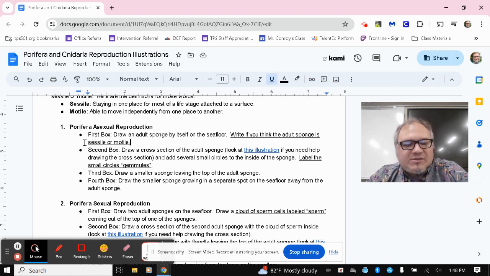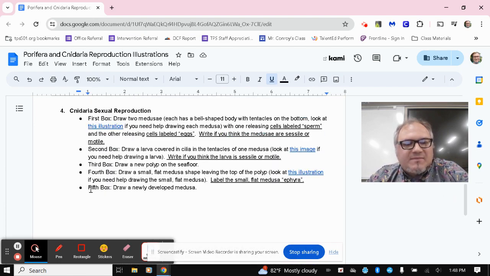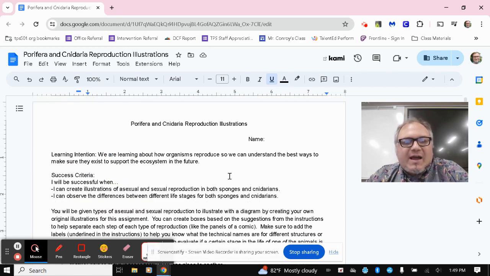So, again, the instructions are pretty straightforward on them. After you're done completing the last set of illustrations, that's all that you need to do. Double check to make sure that your labels are included by looking at the underlined portions. Again, I hope this gives you a good opportunity to do something kind of creative to explore the methods of reproduction that we're looking at here, and a little bit of comparison between what asexual and sexual reproduction looks like in these different animal groups.